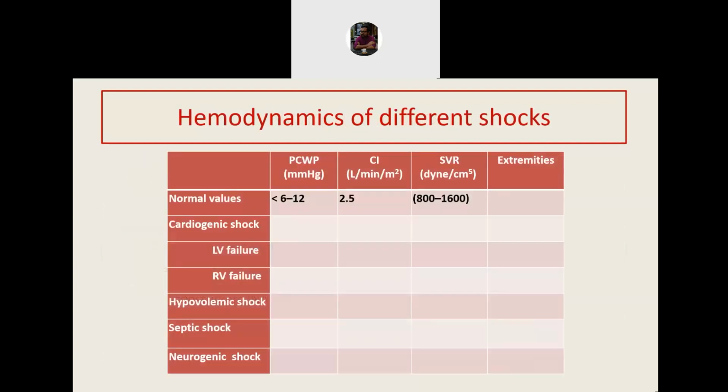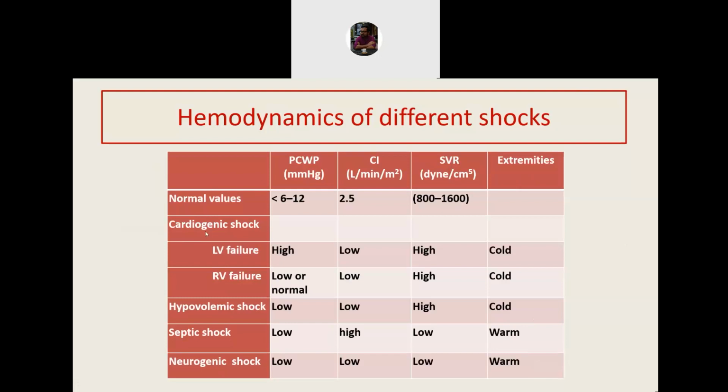If you compare the hemodynamics of the different shocks, taking into account the pulmonary capillary pressure, cardiac index or cardiac output, the peripheral resistance or systemic vascular resistance, and nature of the extremity: in cardiogenic shock, obviously, pulmonary capillary pressure will be elevated in left ventricular failure that causes pulmonary edema. Cardiac output is always low. Peripheral resistance is high because of the renin-angiotensin system activation. And because of vasoconstriction, the extremities are cold.